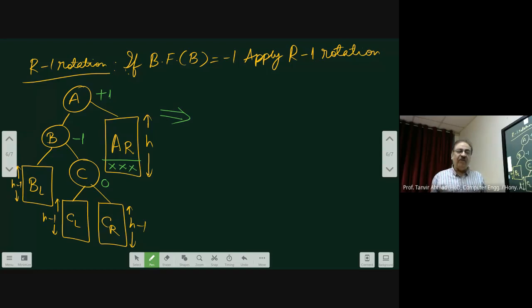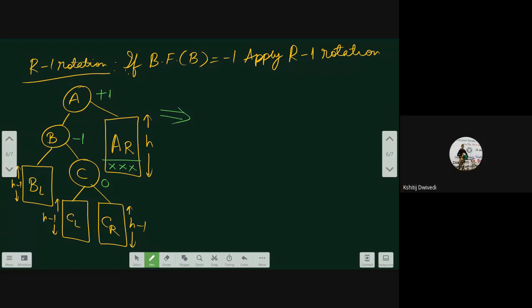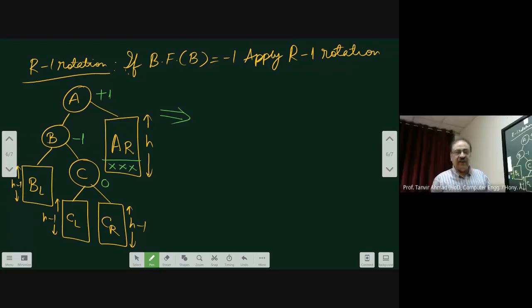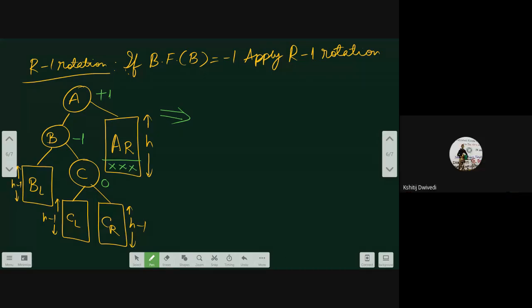That means you are performing an anti-clockwise, taking B as the pivot, and then perform a clockwise, taking A as the pivot. And the end result, yeah. Sir, I didn't get how the balance is calculated. Where? Sir, the BL is h minus 1, CL is h minus 1. So how come B termed as h minus 1?